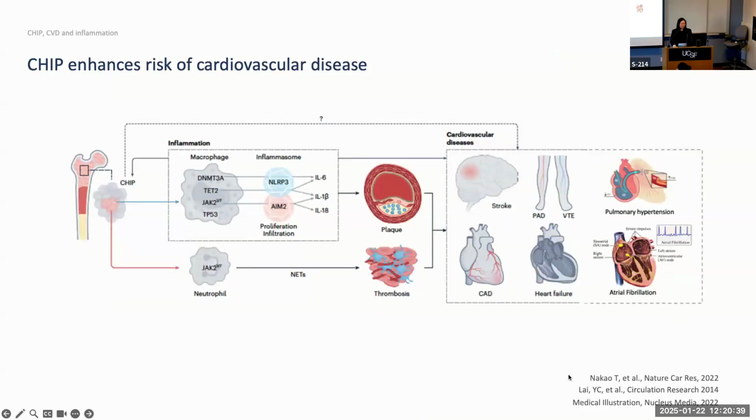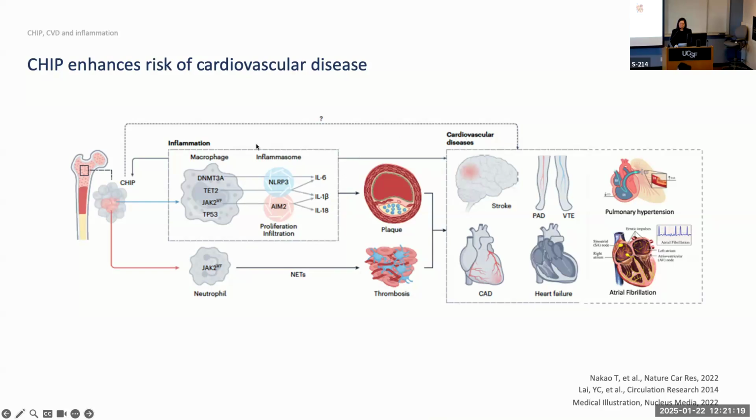So now we have a nice background of what is CHIP, how is CHIP affecting cardiovascular disease, and what specific mechanisms are in play. And we know now that there's a great role for inflammation and specifically inflammasome activation that leads to an increased production of IL-1 beta, IL-6, and even some evidence to show IL-18. This leads to increased plaque formation, increased atherosclerosis as well. There are other forms. I mentioned JAK2 briefly, but we know that JAK2 has a different pathway in terms of how it affects cardiovascular disease, mostly through NET formation, which is increasing thrombotic events.